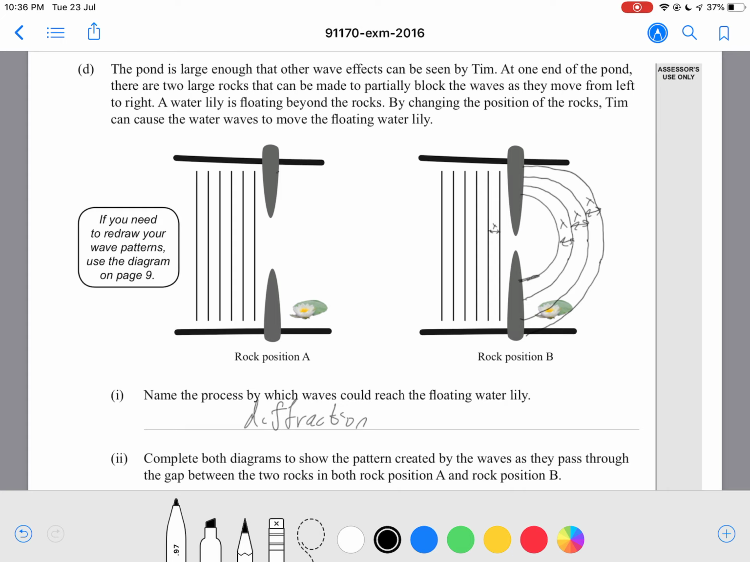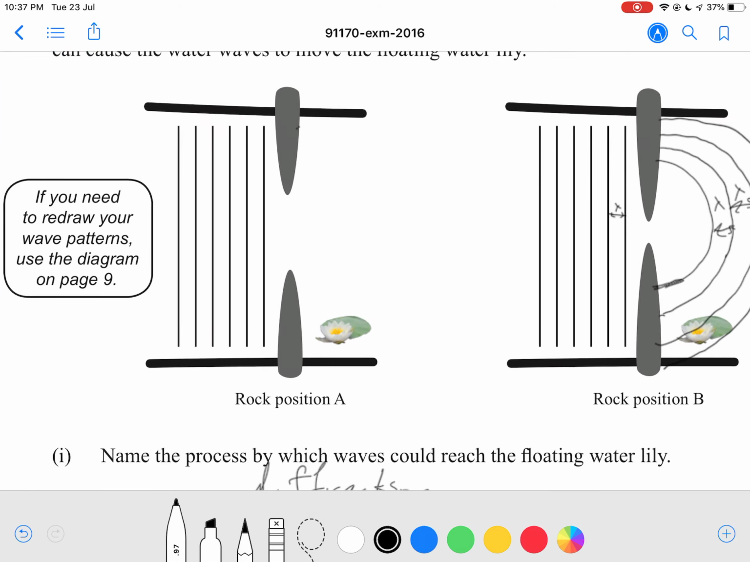For rock position A, there's going to be a minimal diffraction because the wavelength is a lot smaller than the gap size. So what's going to happen is that the waves are not going to diffract as much. It's going to be pretty hard to draw, but it's going to look something like this.